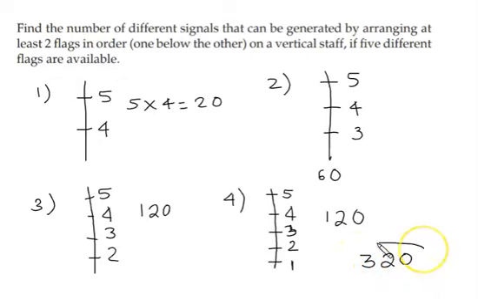Which means that 320 different signals can be generated by arranging at least two flags in order, where five different flags are available. So this is going to be our final solution.